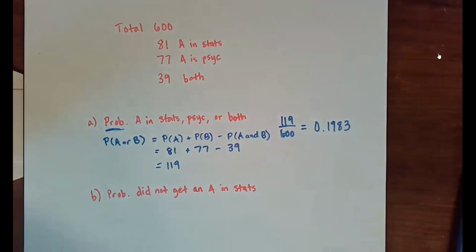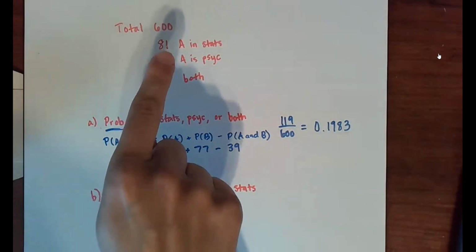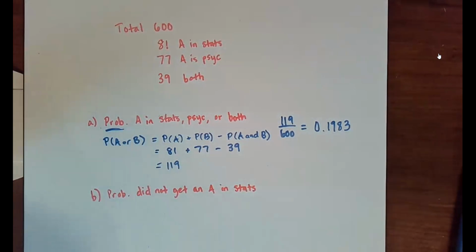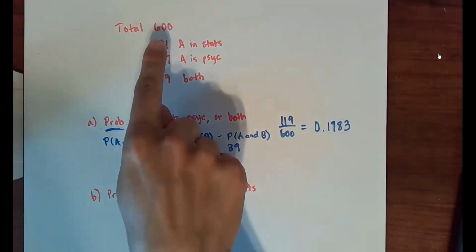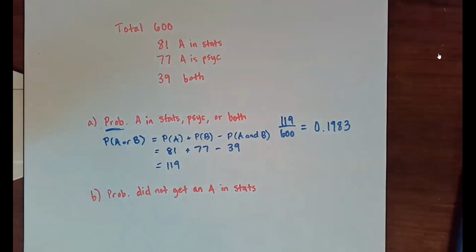All right, let's go ahead and now take a look at part B. So we want to find the probability that we did not get an A in statistics. So we know that 81 total students got our A in statistics. Now, what we need to realize is that we have a huge total here. We have a total of 600 students. And we need to keep in mind that we were only given a couple of pieces of information. So what we were not given were those students that made a B in the class, or a C, or a D, or an F in stats or psychology.